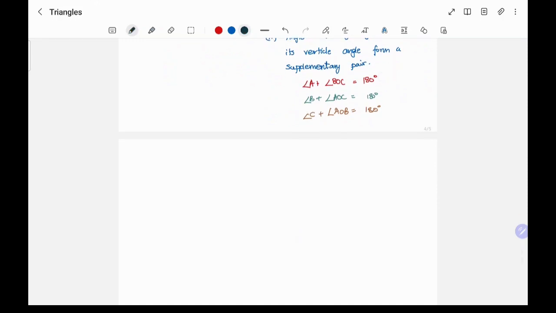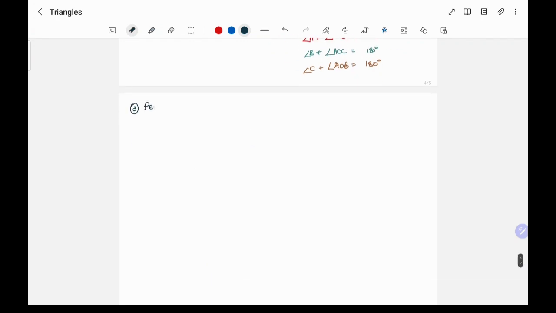Next we have the perpendicular bisectors. So if you take any line segment, the bisector is nothing but a line passing through the midpoint. So any line can pass through the midpoint. And a perpendicular bisector is a perpendicular to that line and passing through the midpoint. So that is called the perpendicular bisector.